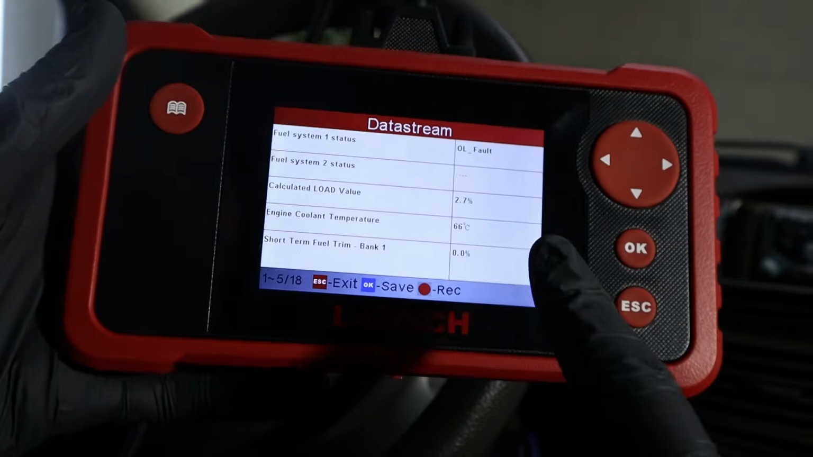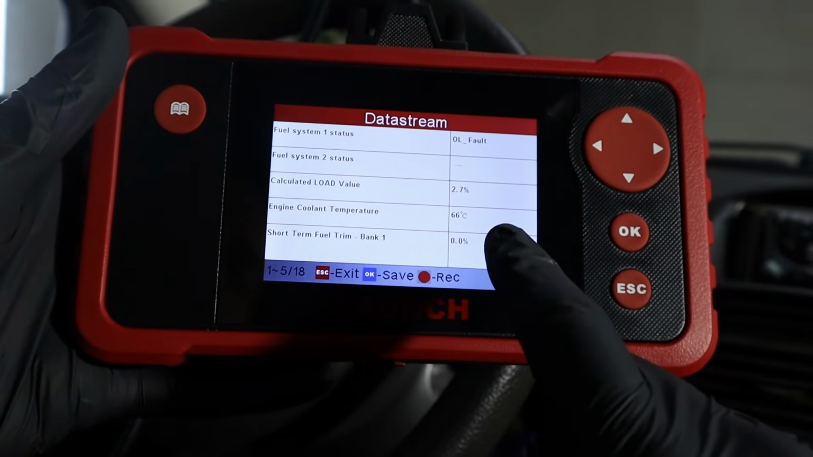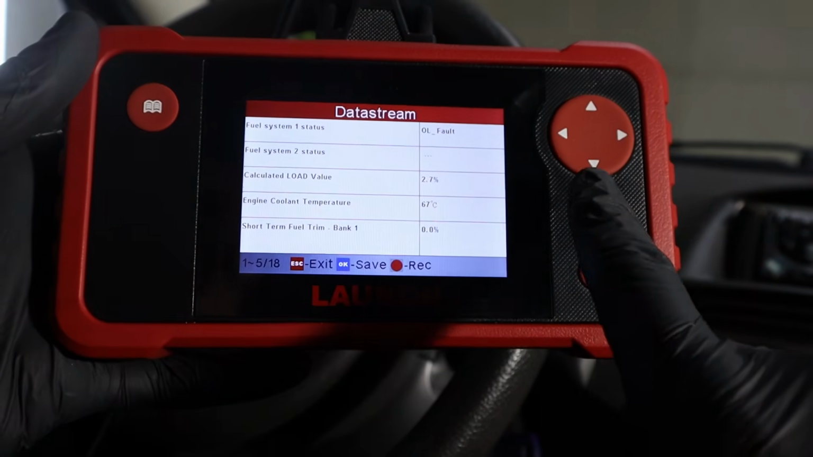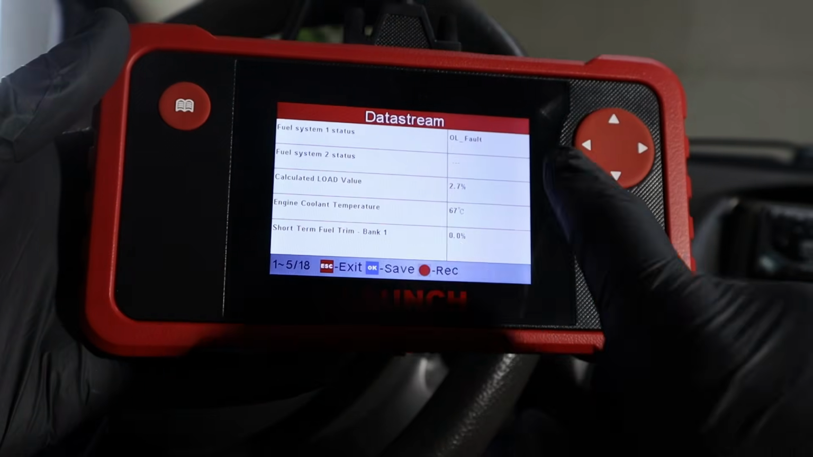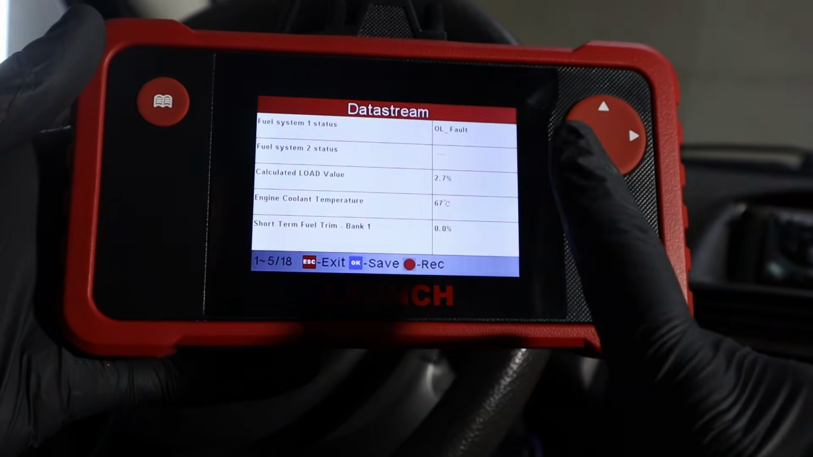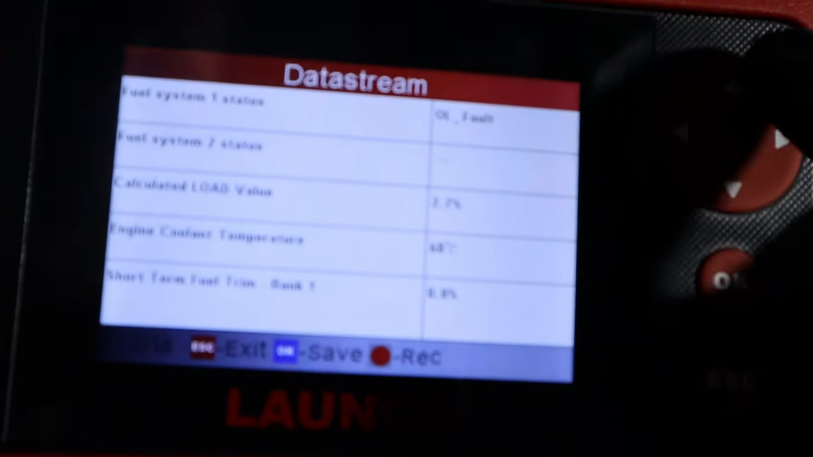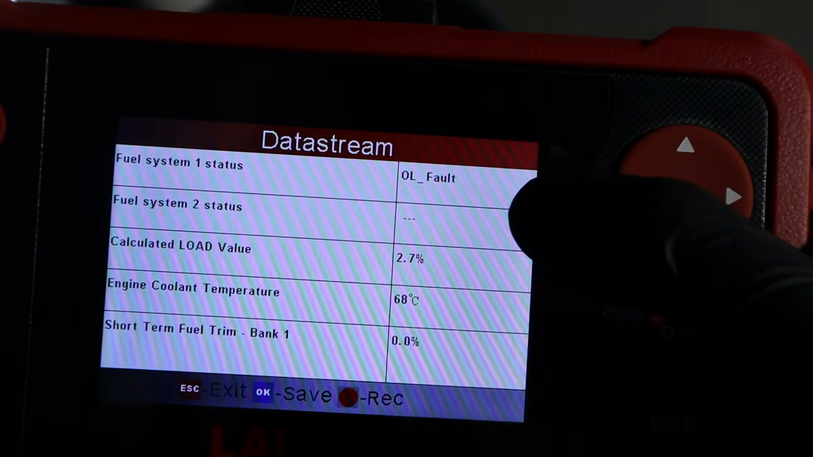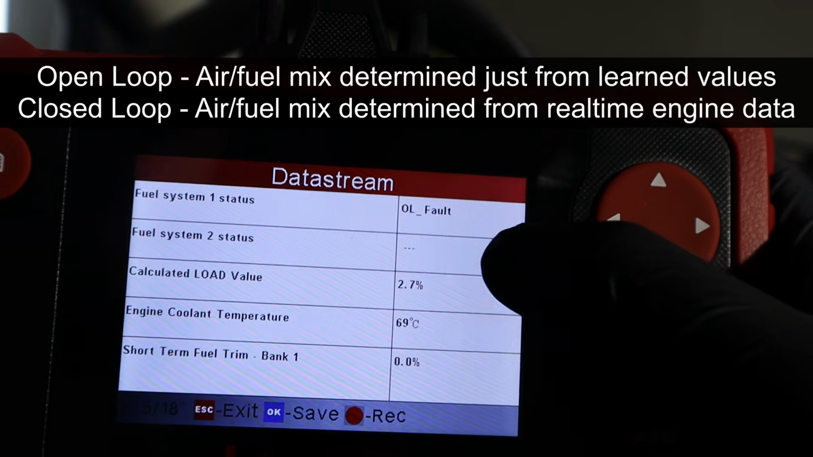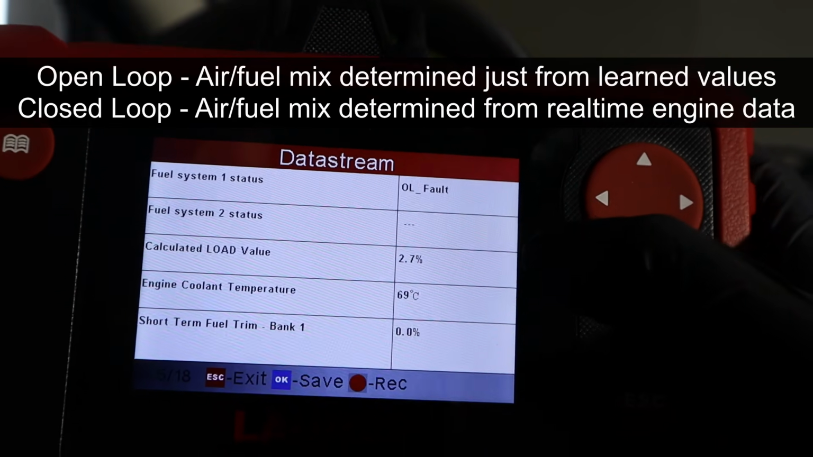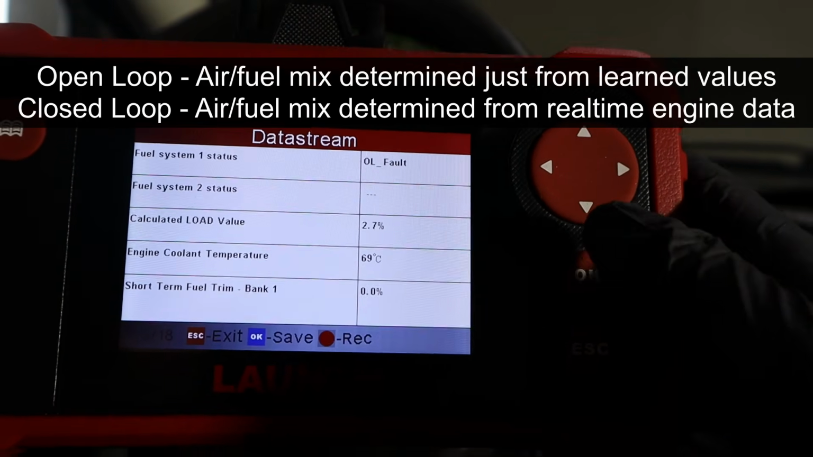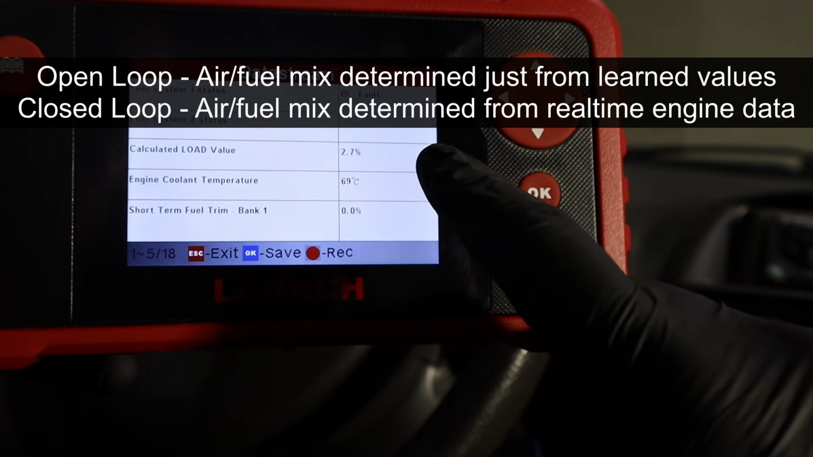By the way, if you have a better scanner, each live data parameter can already be explained in the scanner's library. Better scanners have an information library. For example, in this scanner you can find each of those values explained directly in the scanner. But let's start with fuel system status. Already we can see OL fault, that means open loop fault. OL means open loop, and that means that the engine is actually determining the air and fuel mix based on learned values and not based on data it is getting.